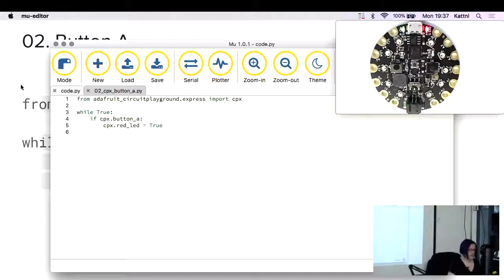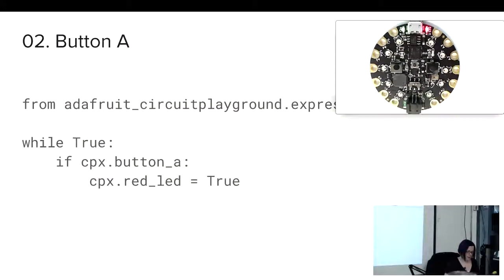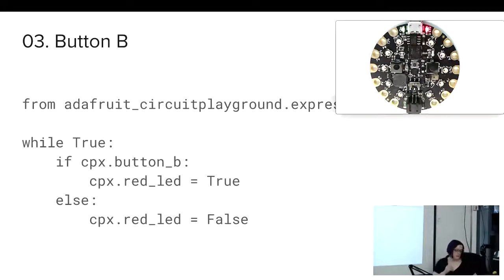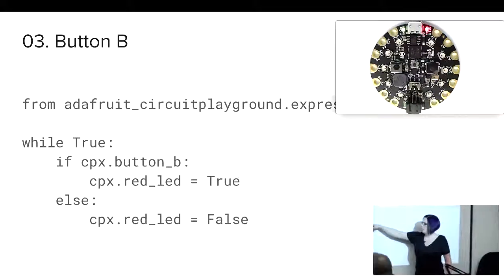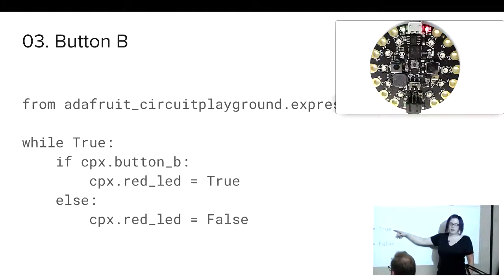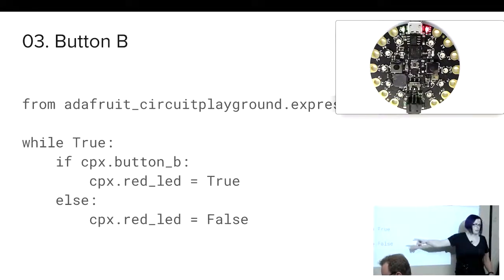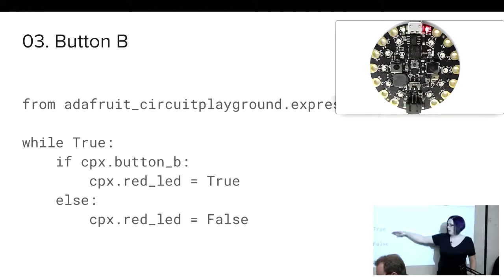So let's go on to the next one. As we get into more complicated stuff, we'll spend a little more time on it, but these ones take less time. So now what we've done is we've changed it to button B, and we say if button B, red LED is true, so it's on, and else means otherwise. So if button B, it is on, otherwise, turn it off. So the code is basically saying if you're pressing the button, make the LED be on, but if you let it go, it turns off.